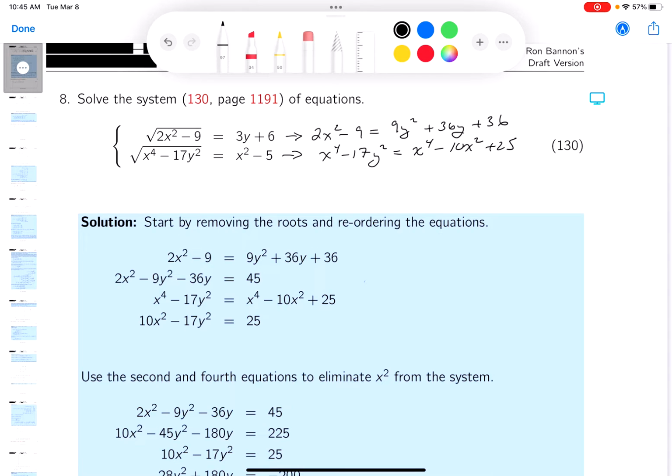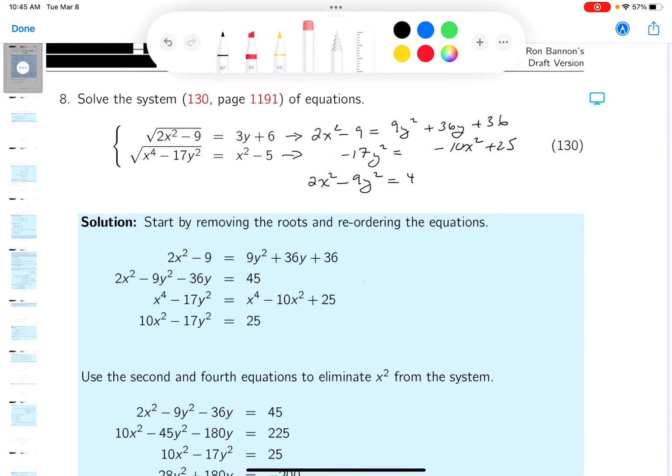All right, so I'm noticing something immediately: the x^4 subtracts from both sides and just disappears, which is good news. So the next thing I do is get letters on one side, numbers on the other, and see what happens. So over here, the first equation, you get 2x squared minus 9y squared is equal to 45.